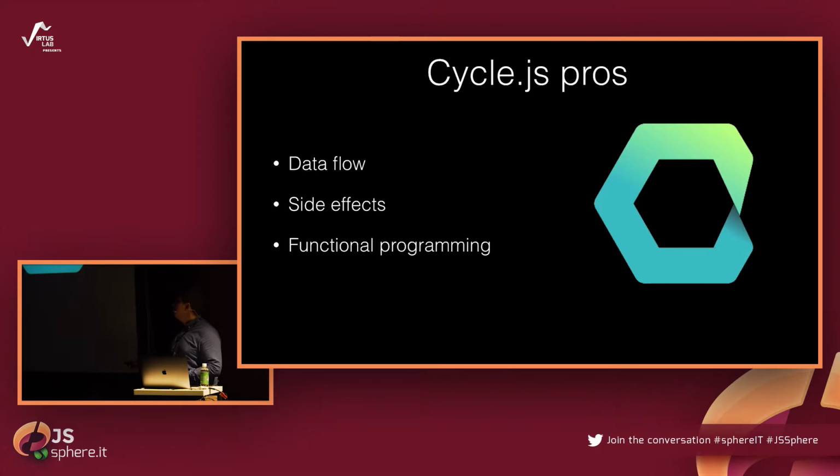Data flow: Cycle.js comes with data flow in mind immediately, so it's really easy to set up the whole app and have the data circling around the whole application. Then side effects: there are a lot of plugins coming with Cycle.js that can help you handle everything that's living outside of your app. And also functional programming. Everything in Cycle.js is just a pure function, starting from components to any other methods. So it's highly testable, and you can jump on this immediately.